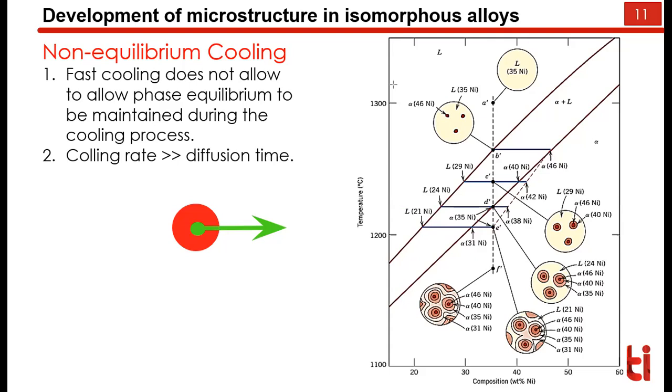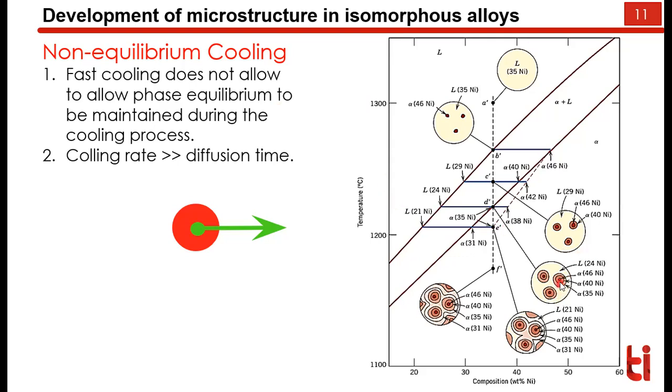So now when I reach D prime, the actual liquidus composition is supposed to be 38% nickel, but the liquidus is touching the solidus point at 35.8%. So the alpha which solidifies and grows from C to D prime will have how much nickel? 35. Initially we have a 46 and 40, then 35. Where liquid, no problem, liquid is 24 weight percent only.